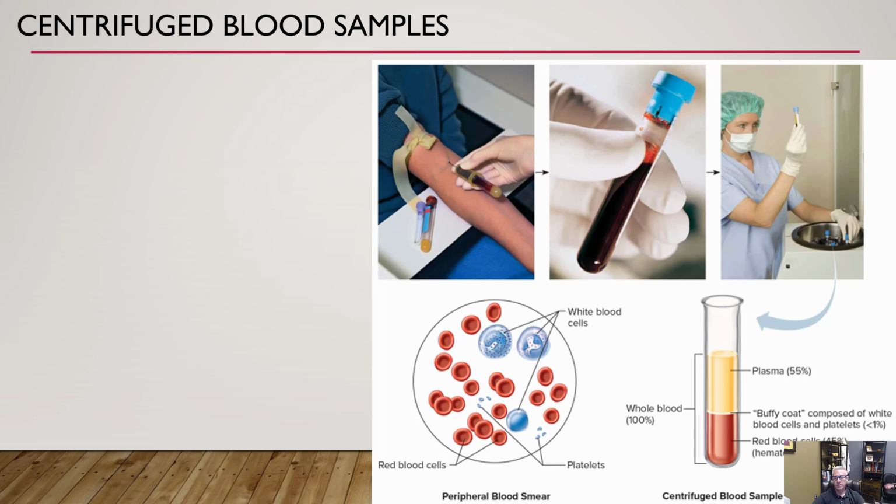All right, so here, when we get your blood drawn, we throw it in this thing called a centrifuge. And when we spin it down, we can see that our plasma is here, our red blood cells are down here, and this little area right here, we call that a buffy coat. That's actually where our white blood cells and our platelets are going to lie.